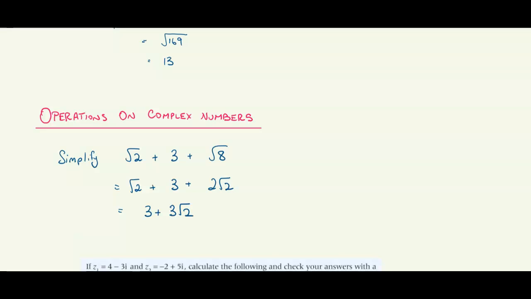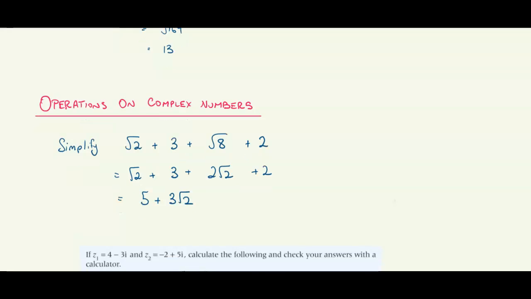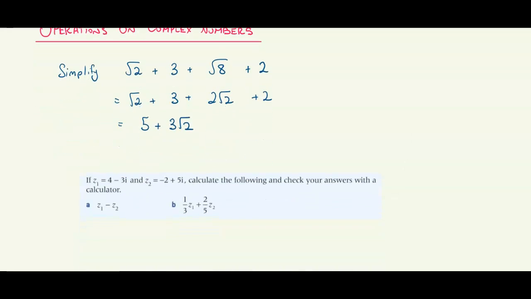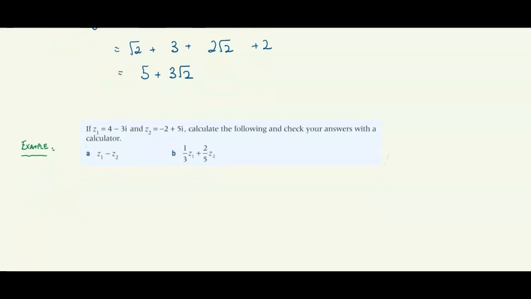So I'd keep my rational and my irrational pieces separate, and if I'd had a 2 plus 2 up here, then I would have put my 3 and 2 together to get 5, and dealt with it in such a way. We're going to deal with complex numbers in this kind of way, and we'll just go straight to this example here and look at how we can do some arithmetic with some complex numbers.